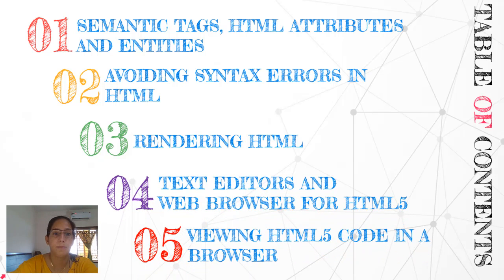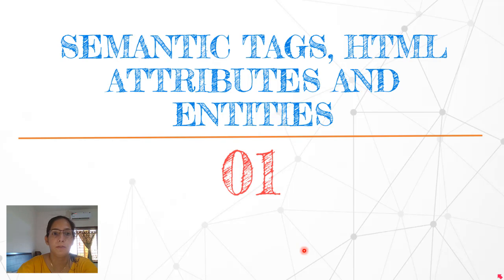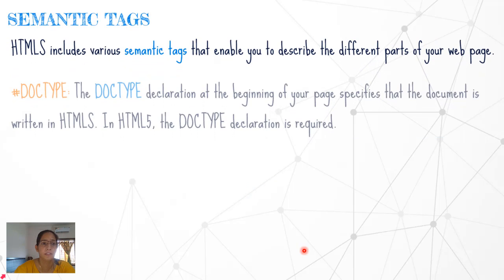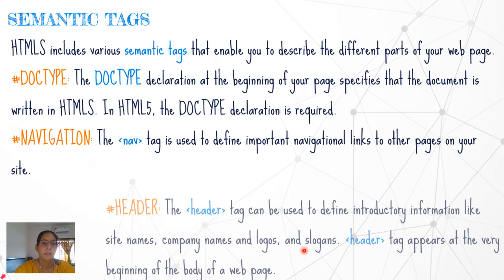In this chapter, I will be covering the following topics. First, semantic tags, HTML attributes and entities, avoiding syntax errors in HTML, rendering HTML, text editor and web browser for HTML5, viewing HTML code in a browser. So let's begin with the semantic tags, HTML attributes and entities. First, I will be discussing the semantic tag.